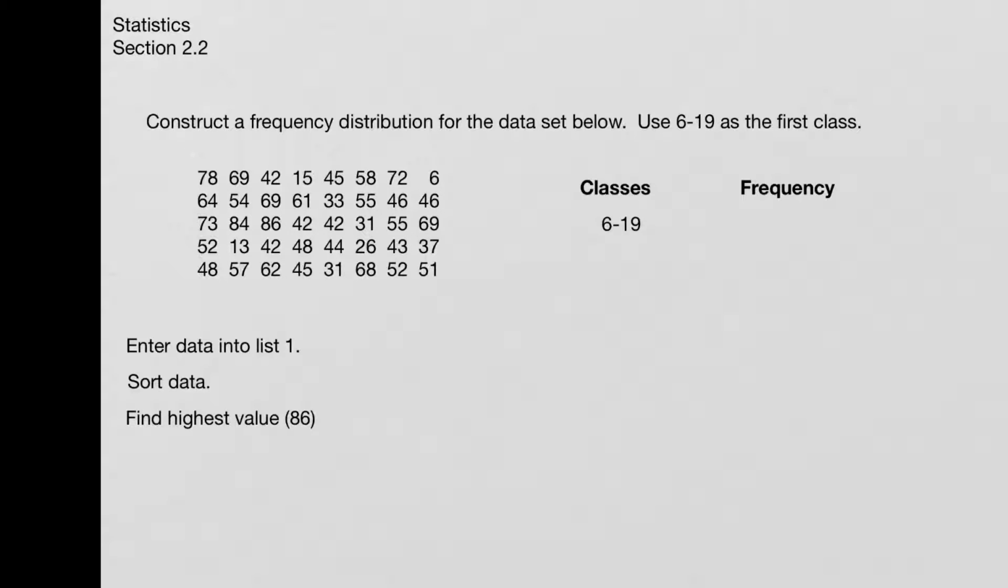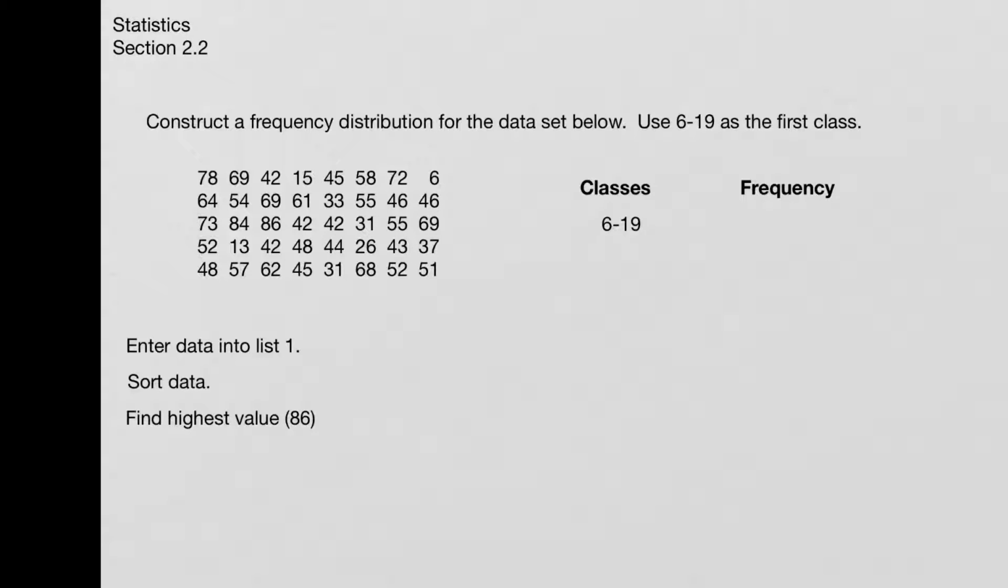I have the first class as 6 to 19. I've already typed that in. And now I'm going to continue this. Now the next value is going to be 20 because it's the next number after 19, so that's pretty straightforward. And at this point I'm going to figure out what the class width is.